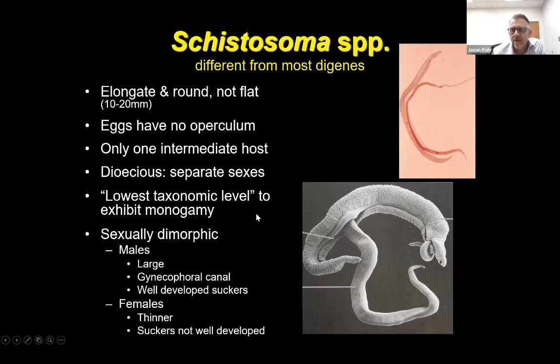The other thing that's pretty impressive about these worms is that they exhibit monogamy. When a male and a female find one another in the host, they mate for life. It's believed to be the lowest taxonomic level to exhibit monogamy. And so those are some of the traits of the schistosomes that are a bit different than a lot of other flatworms.